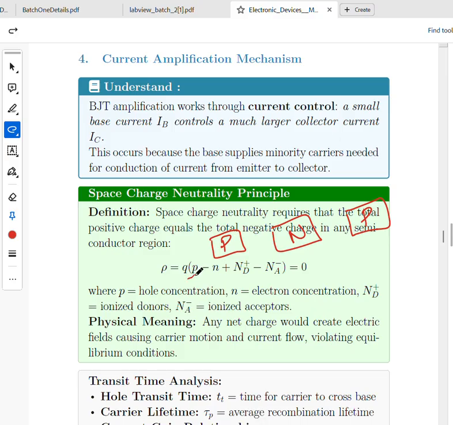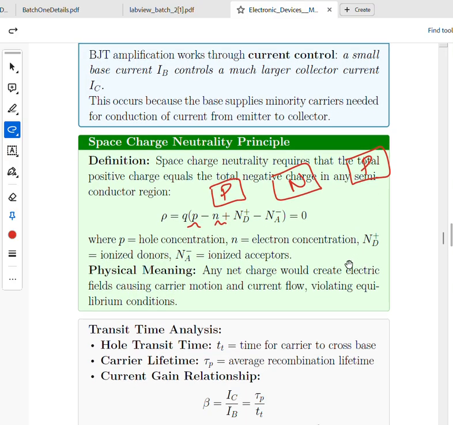Okay, here it is: hole concentration, this is electron concentration, this has to be equal to 0, and if there are any donors, their sum should also be equal to ionized donors, their sum should also be equal to 0. So essentially in the P region, N region, and P region, again the net charge should be 0. The positive charge should be equal to the negative charge at any given time. This is called the space charge neutrality principle.